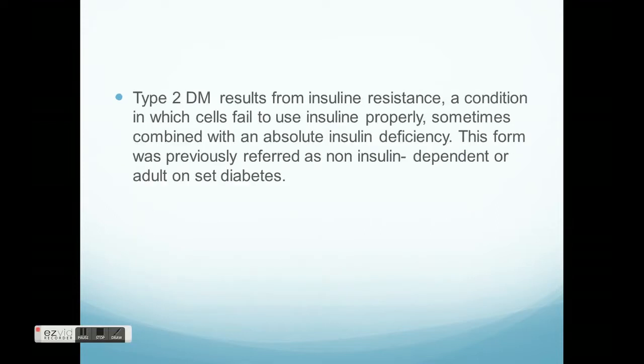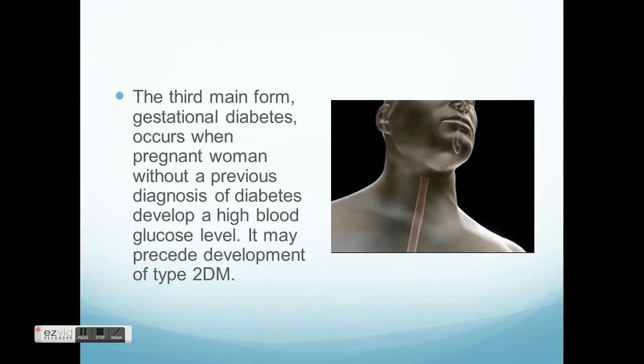Type 2 results from insulin resistance, a condition in which cells fail to use insulin properly, sometimes combined with an actual insulin deficit. This form was previously referred to as non-insulin dependent or adult onset diabetes. The third main form, gestational diabetes, occurs when pregnant women without a previous diagnosis of diabetes develop a high blood glucose level. It may precede the development of type 2.